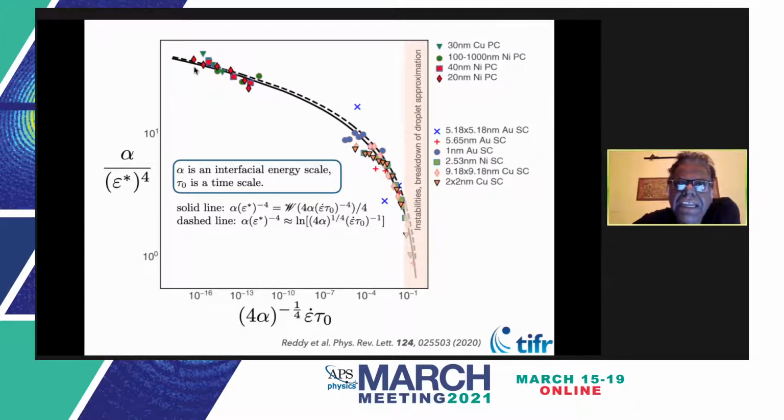And this line is from our theory. It just goes through all the data. There are only 2 fitting parameters here. Alpha is an interfacial energy scale, and tau 0 is a time scale. So this thing fits the entire data and probably will fail only in this little light pink region where instabilities appear because the barriers are very small, and there is a breakdown of classical nucleation theory itself.